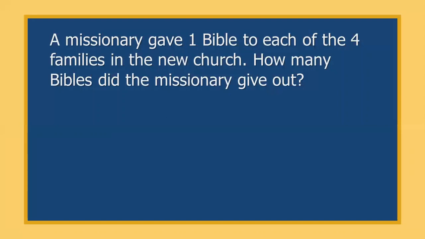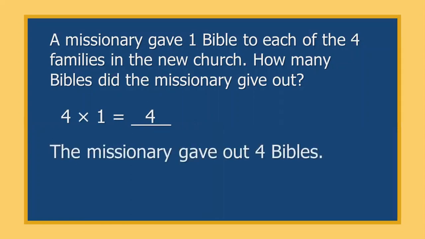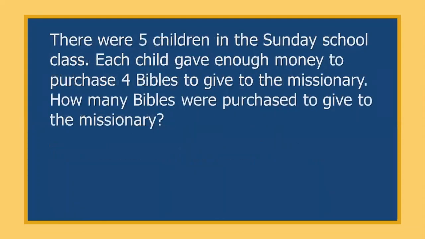Here we have a word problem. A missionary gave 1 Bible to each of the 4 families in the new church. How many Bibles did the missionary give out? Okay, there's 4 families. They each get 1 Bible. How many Bibles is that? 4. Good job. All right. There were 5 children in Sunday school class. Each child gave enough money to purchase 4 Bibles to give to the missionary. How many Bibles were purchased to give to the missionary? So we have 5 children and they each gave 4 Bibles. That's 20 Bibles. Good job.